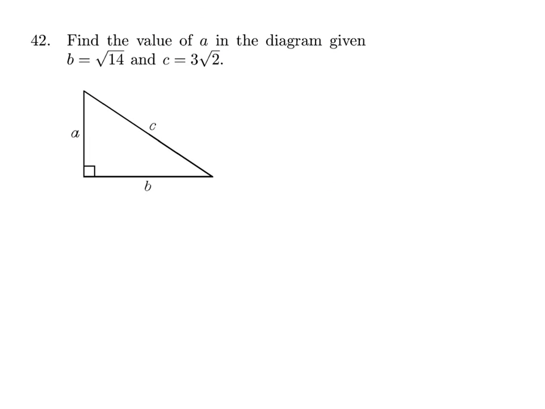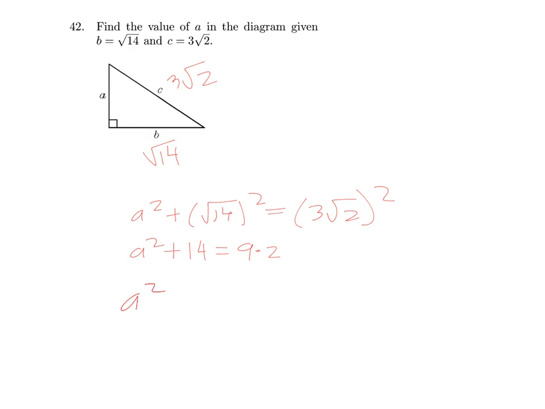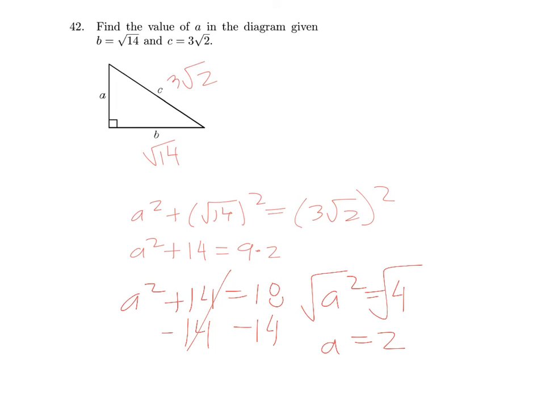All right, find the value of A in the diagram given. B is square root of 14, C is 3 square root of 2. I just need to figure out A. So I'm going to use the Pythagorean theorem. Be careful squaring. So here I have 14. Then I have 9 times 2. So I have A squared plus 14 is equal to 18. Subtract 14. A squared is equal to 4. Square root both sides. A is equal to 2. Done.